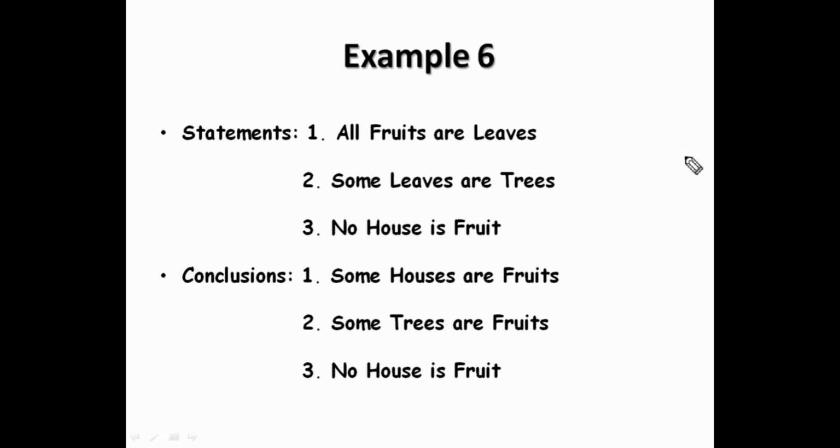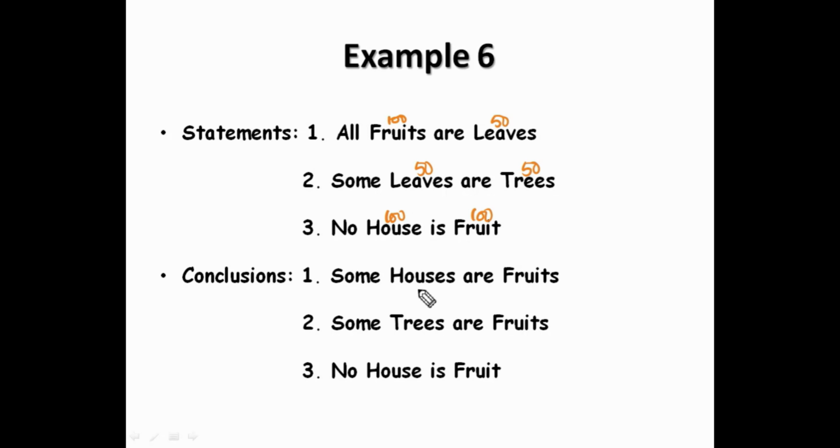Next, sixth example. Firstly, I am assigning all the values. All means 150. Some means 50 and 50. No means 100 and 100.